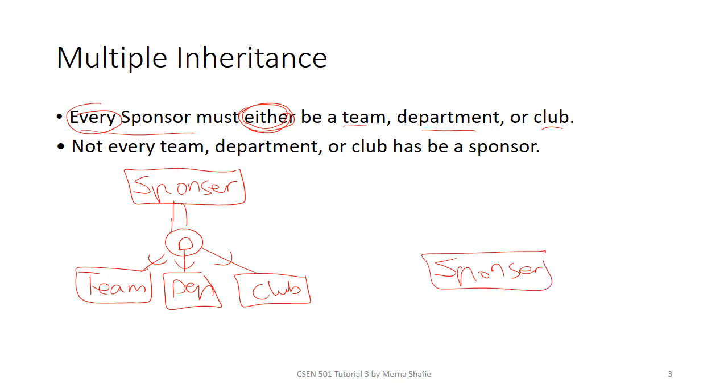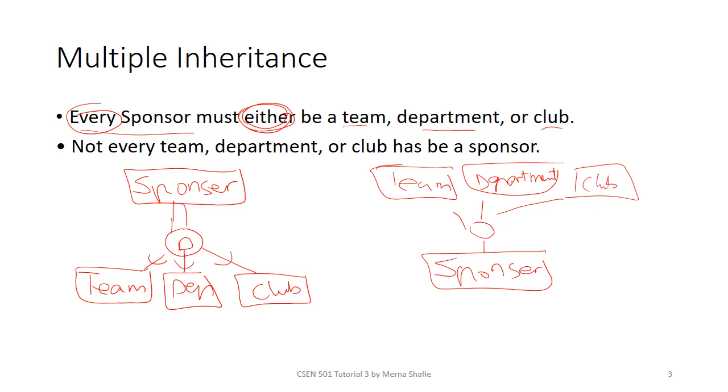If I put sponsor as the subclass, and I have team, department, and club as my superclasses, I will put the cup upwards. So I have sponsor, team, department, and club, and sponsor here is my subclass. Now, every sponsor must either be a team, department, or a club. Okay, so we will have here a union.